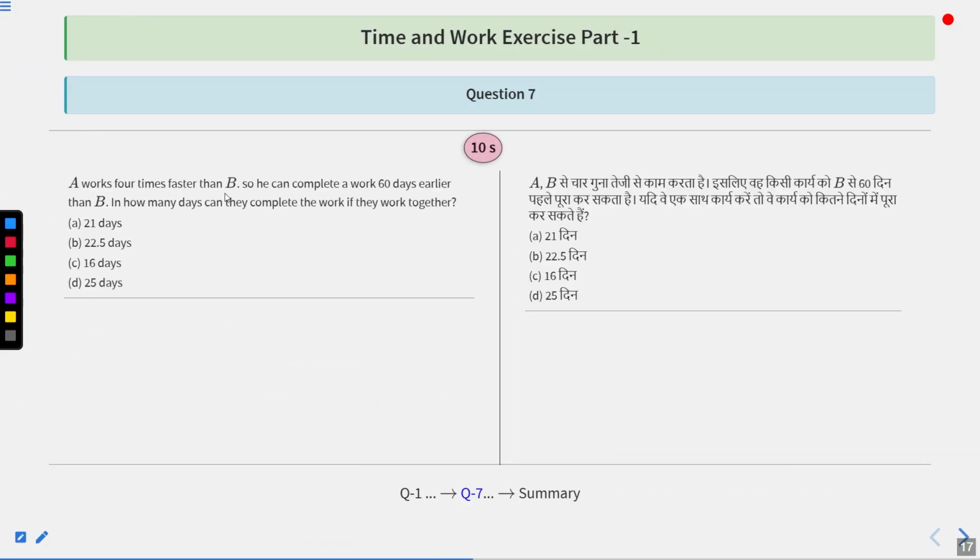A works 4 times faster than B, so he can complete a work 60 days earlier than B. In how many days can they complete the work if they work together? Options are given to you A, B, C, and D, and you have 10 seconds to find out the correct answer. After that, I will do the solution.